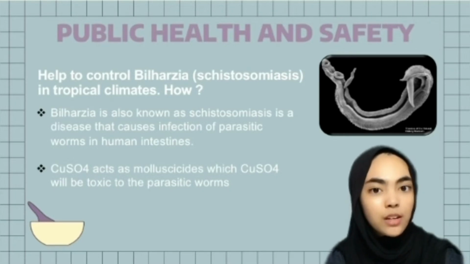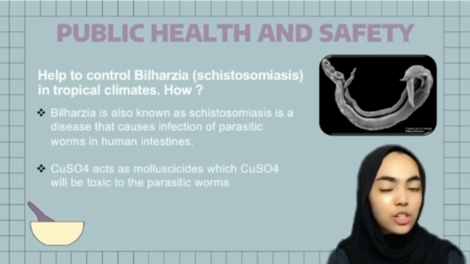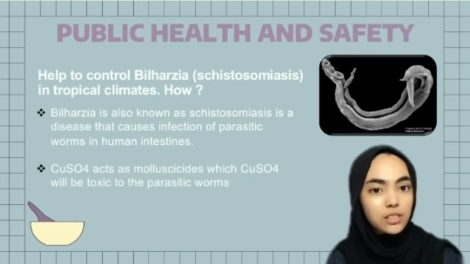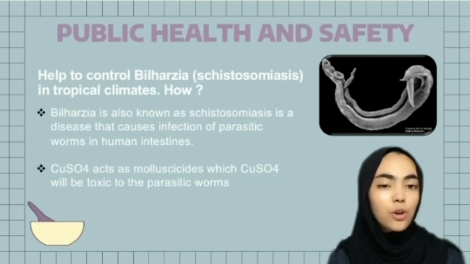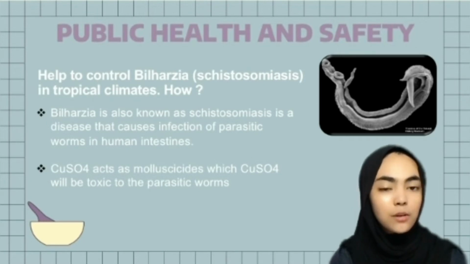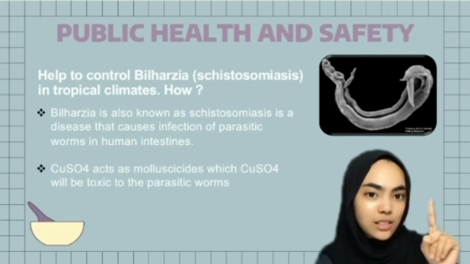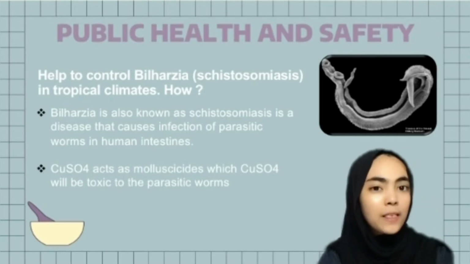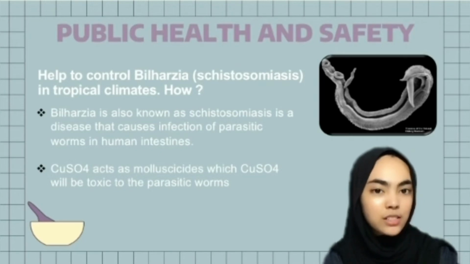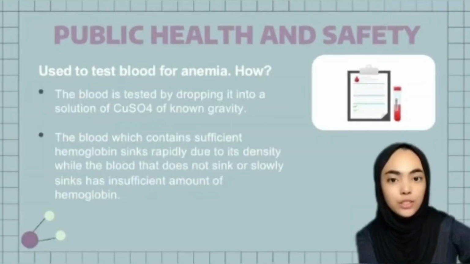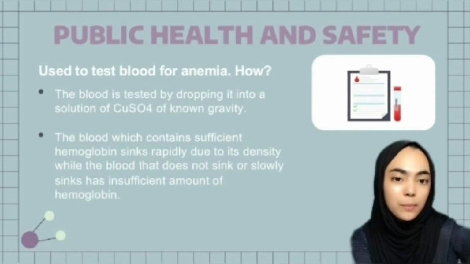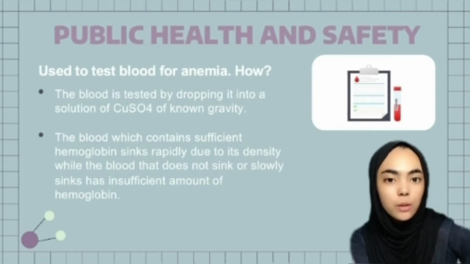So copper sulfate acts as a molluscicide, which means copper sulfate will be toxic to the parasitic worms. A molluscicide is actually a pesticide that kills molluscs. In this case, copper sulfate is used as a pesticide to kill the parasitic larvae. As you can see here, there is a picture of a parasitic worm that causes the infection of bilharzia.